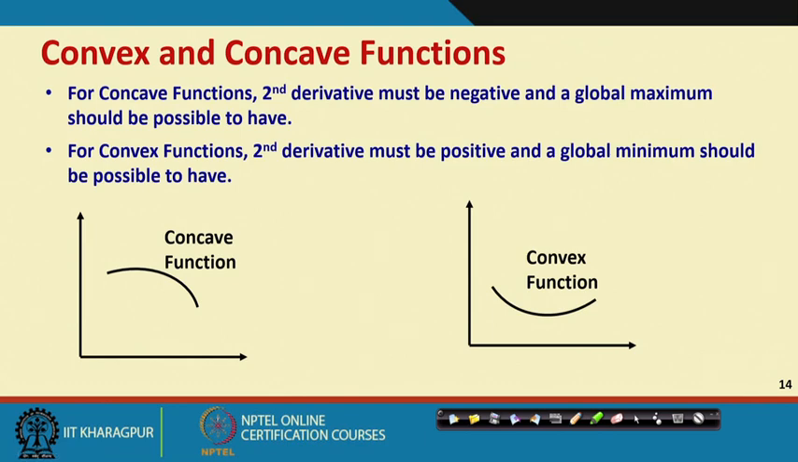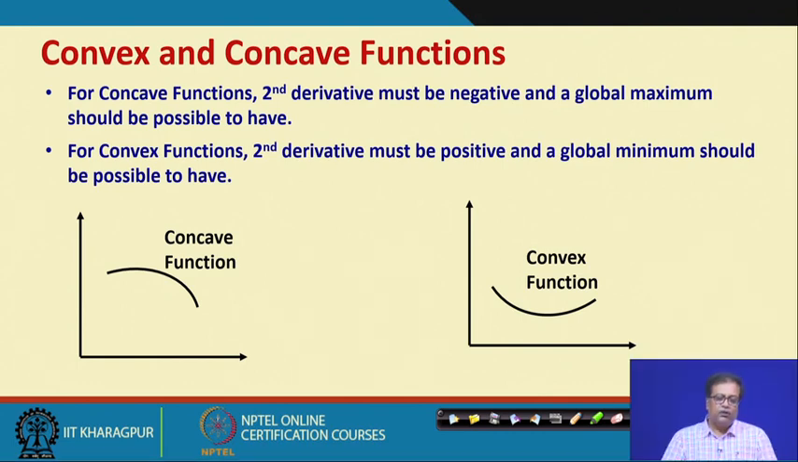So, for concave functions the second derivative must be negative and a global maximum should be possible to have. Just now I explained that for convex functions the second derivative must be positive and a global minimum should be possible to have. By taking a suitable second derivative, we can find whether it is negative or positive, and we may therefore find the maximum or minimum of a function by such considerations.